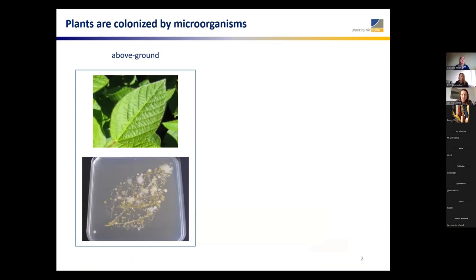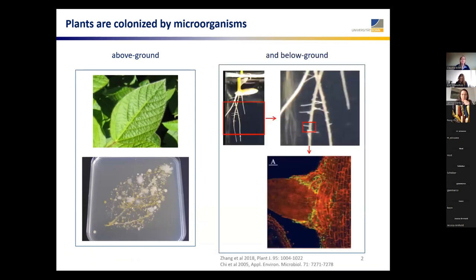And this happens not only above ground, as you can see here exemplarily from this soybean leaf imprint, where we press a leaf on an agar surface and then let the microbes grow under laboratory conditions, which nicely visualizes that plant leaf surfaces are colonized by microorganisms. This likewise happens underground to the roots.